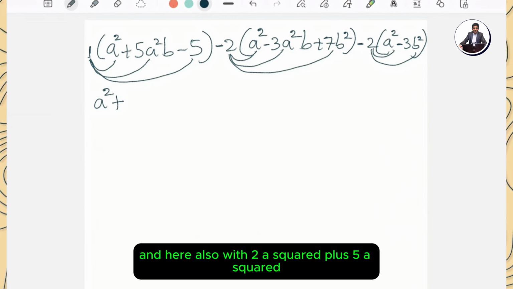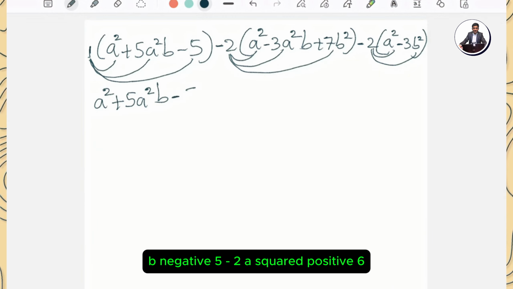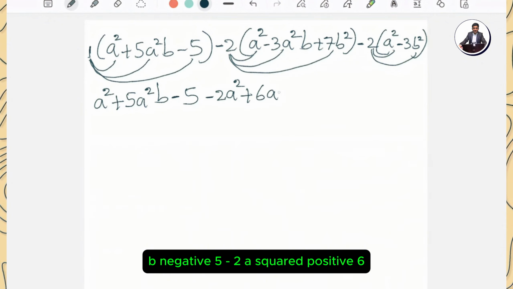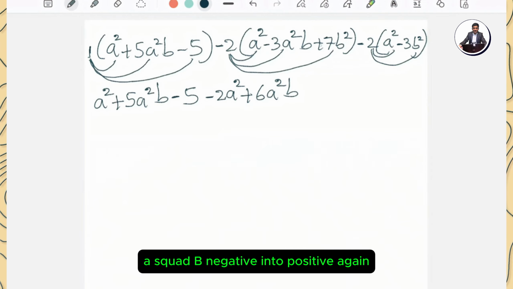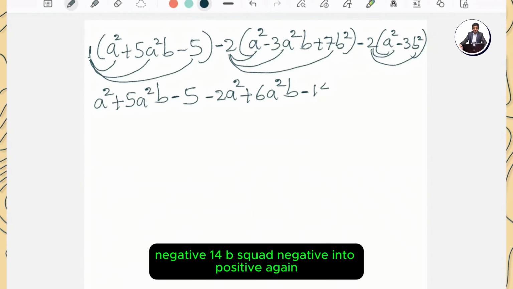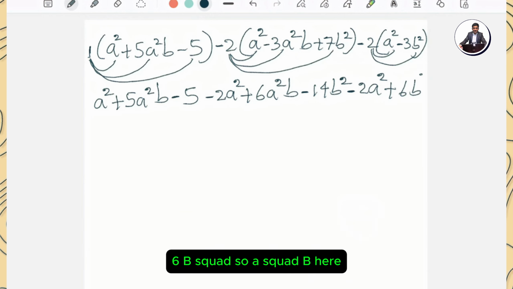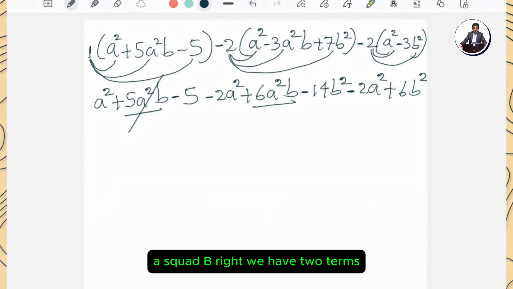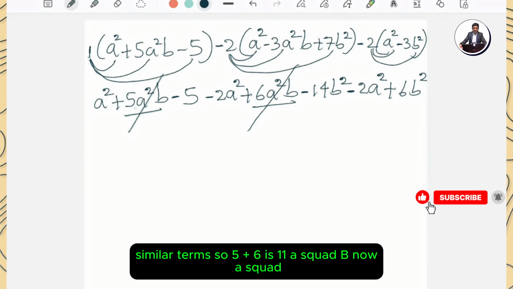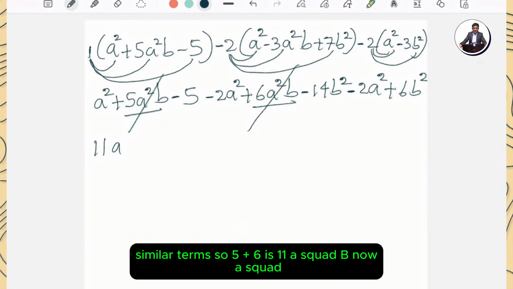a squared plus 5a squared b, negative 5, negative 2a squared, positive 6a squared b, negative into positive again negative 14b squared, negative into positive again negative 2a squared, negative into negative is positive again 6b squared. So a squared b, here a squared b, right? We have two similar terms. So 5 plus 6 is 11a squared b.